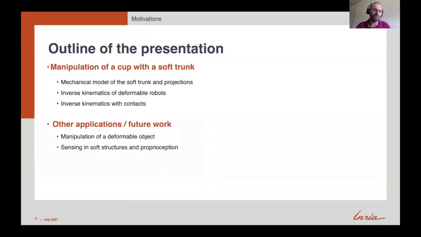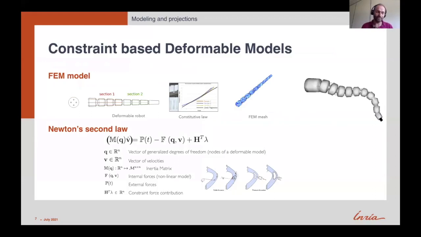So we will talk about the mechanical model for the soft trunk, the inverse kinematics for the deformable robot, and inverse kinematics with contact. And then we will see other applications for manipulation of deformable objects, and sensing in soft structures and proprioception. So let me talk first about how we create this model.